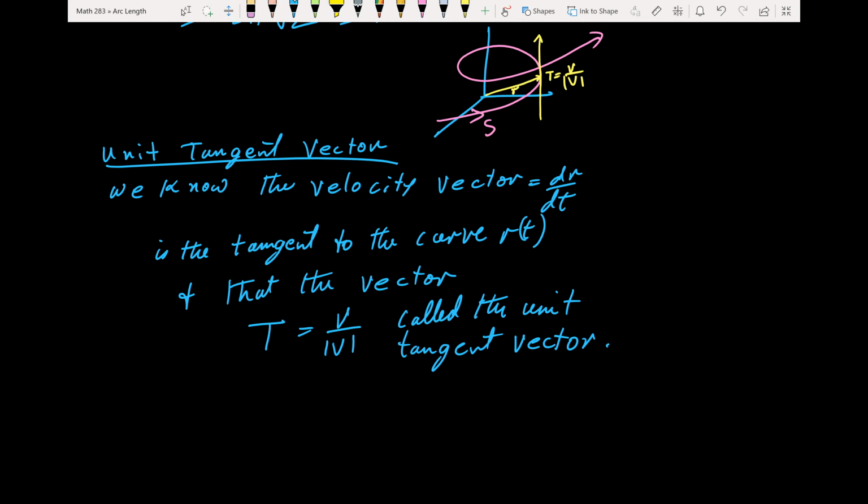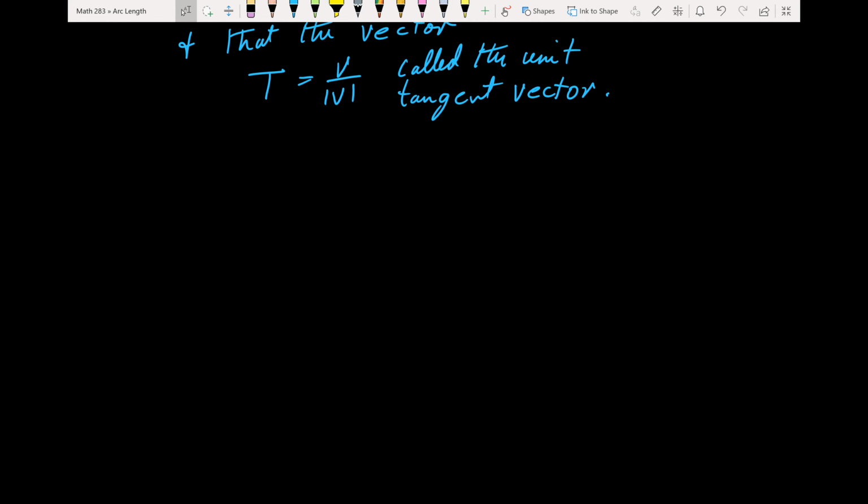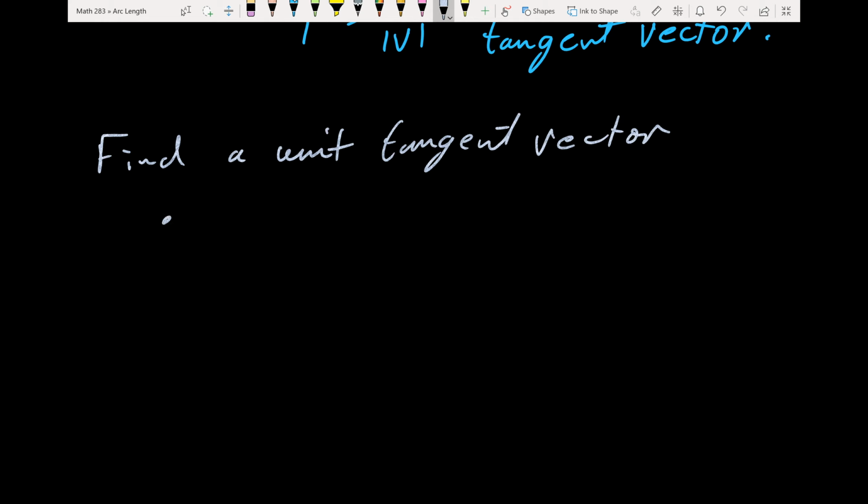So let's look at it. How do we find the unit vector? It's pretty simple and easy. Find a unit tangent vector for r of t equals cosine of t i plus sine of t j.